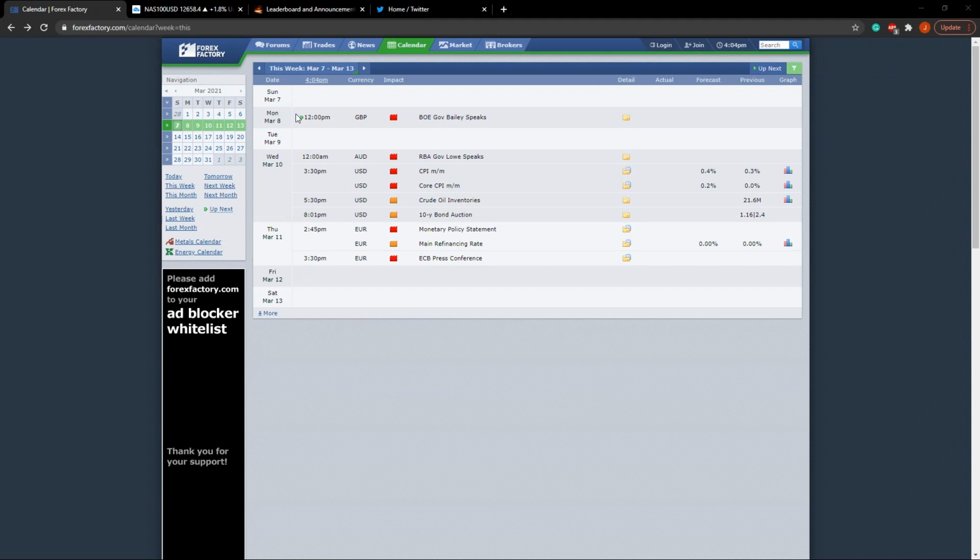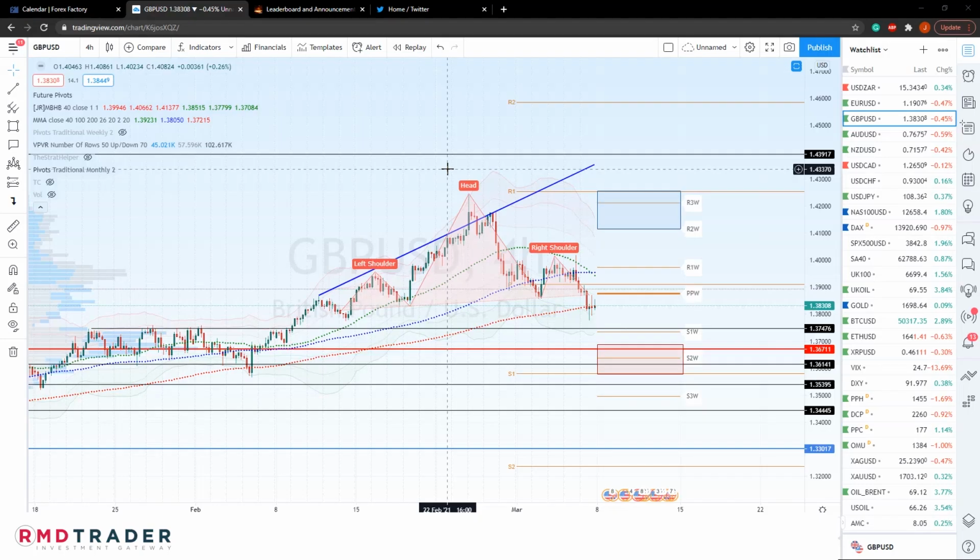Just having a very brief look now at the economic calendar for the week, we can see that later today we have the Bank of England governor speaking at 12. Then on Wednesday we have the Reserve Bank of Australia governor speaking also at 12. And then later that day we have CPI figures for the USD at 3:50, some crude oil inventories and a 10-year bond auction. And then on Thursday we have monetary policy statements and the ECB press conference at 3:30.